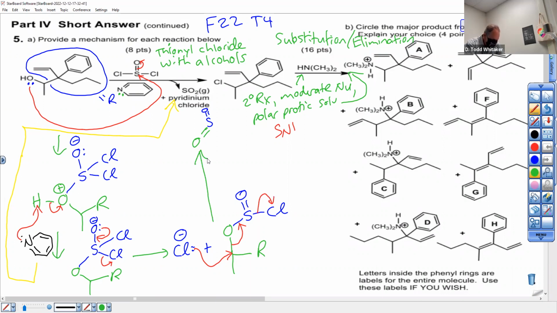And if this is a stereo center, which it is, based on your knowledge of doing an attack on a stereo center, in another question on the test, if that was an R stereo center, what will it be when you're done? S, because you did a backside attack. All right, this one's not about stereo centers, this version right here, but it could be in the future. Okay, good news.